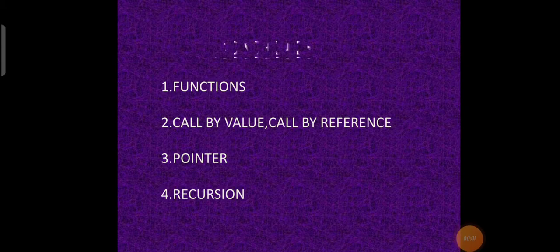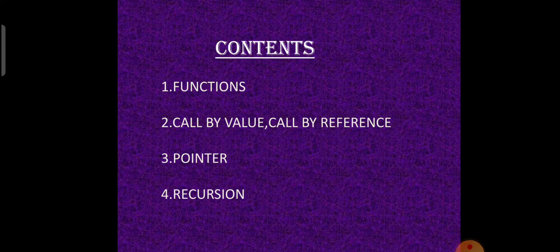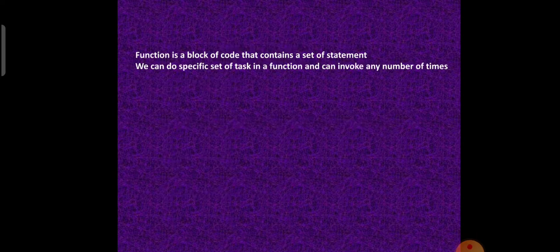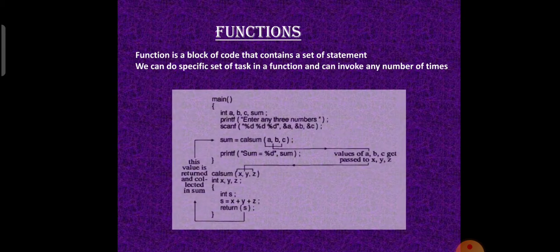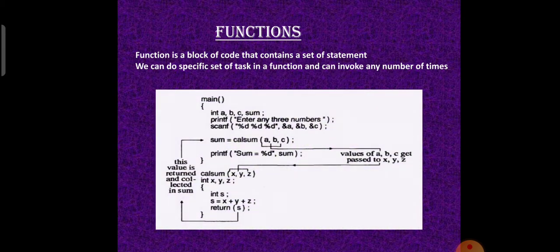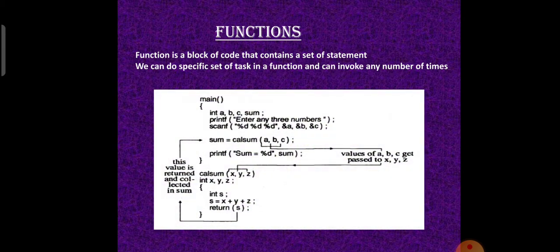Today, let's see the concept of function, call by value and call by reference, pointer and recursion. Function is a block of code that contains a collection of set of statements. We can call a function from our code. That is a jump instruction, jump to that address, and the control comes back to the main function. We can do a specific set of tasks in a function and can invoke it any number of times.